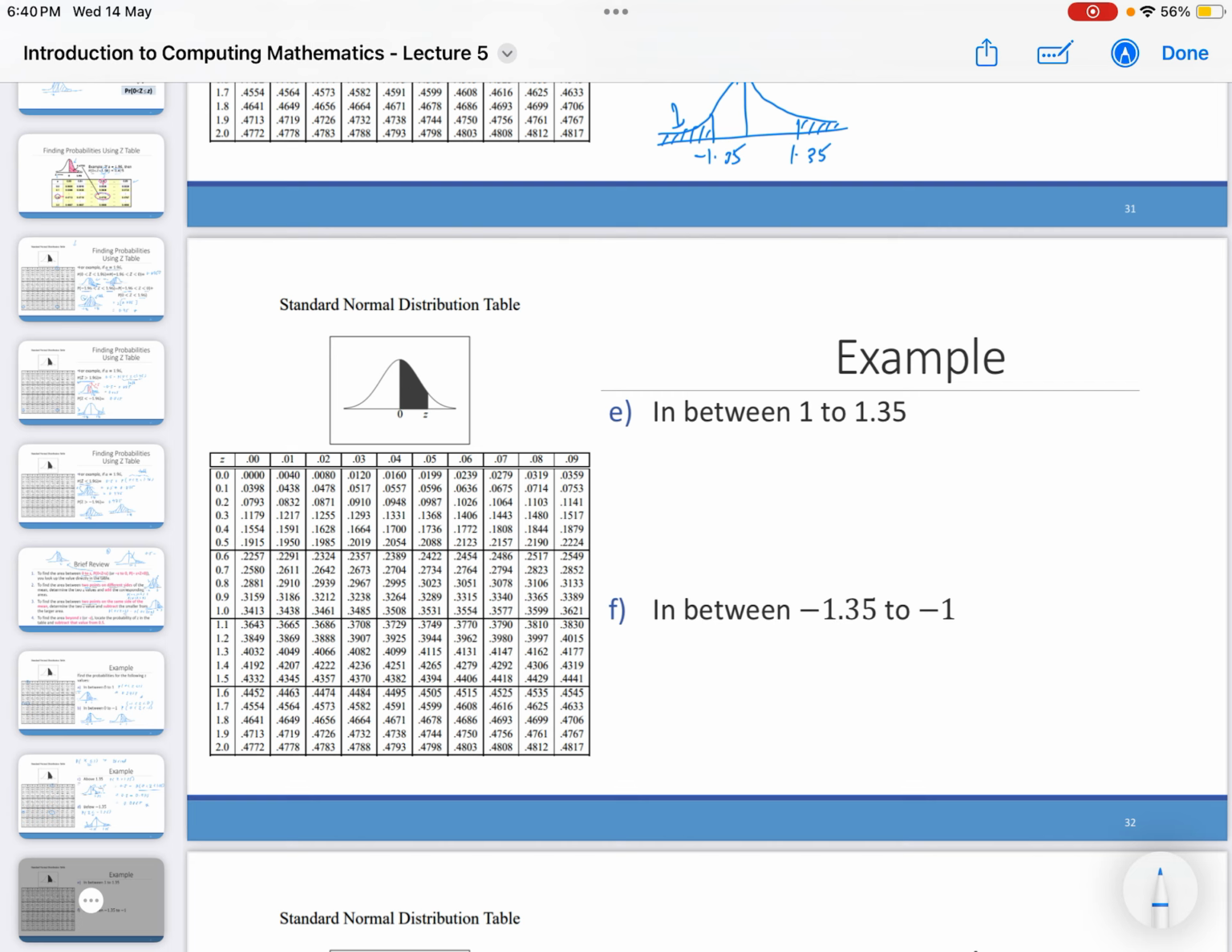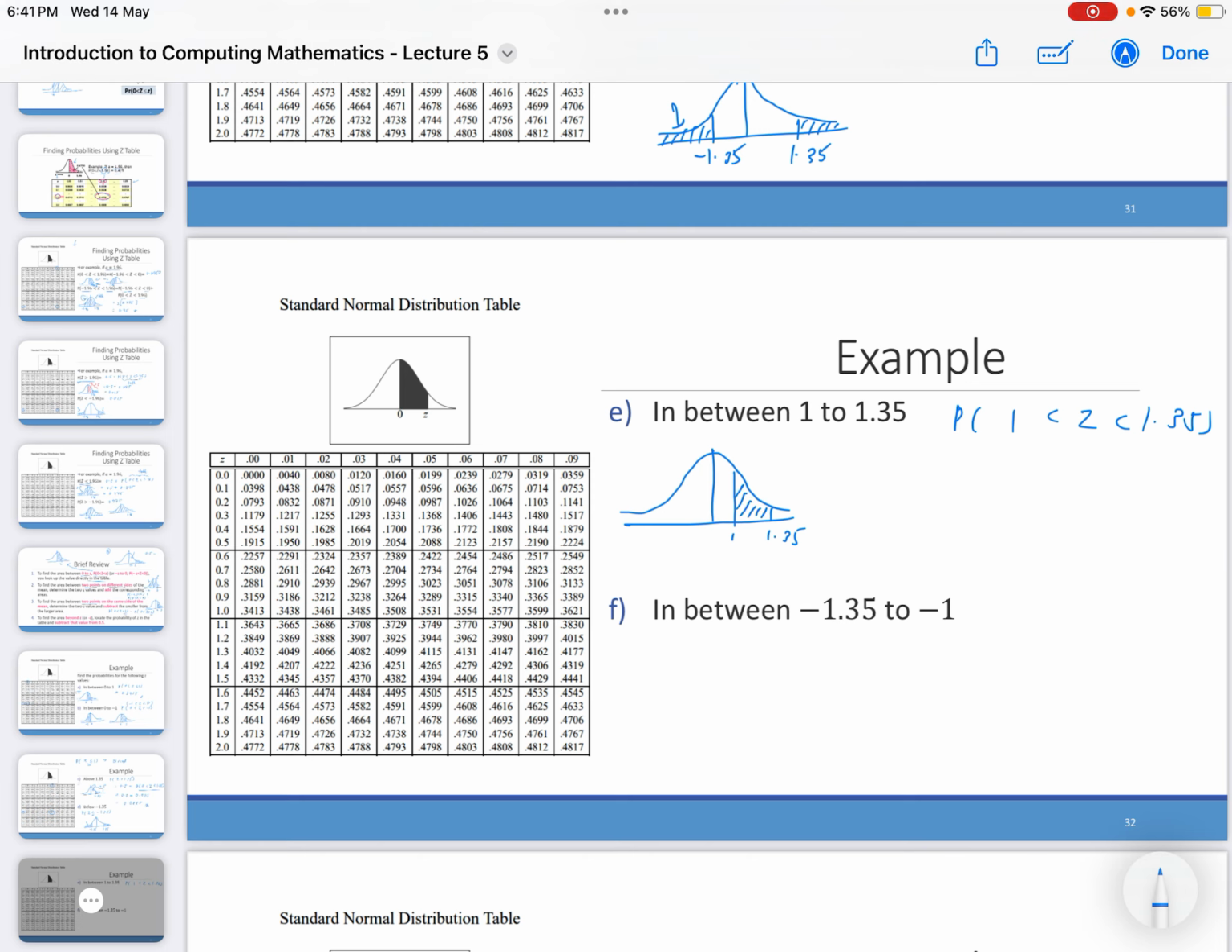Okay, and then E, we want to find probability of Z in between 1 to 1.35. So this is when the value of Z is on the same side of the mean. Okay, let's draw the bell-shaped curve. So we have 1 and then 1.35. So basically we want this probability.